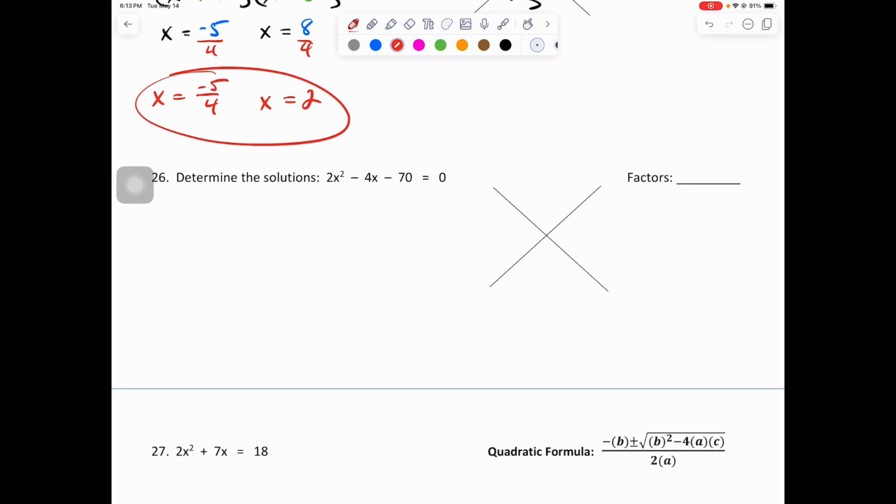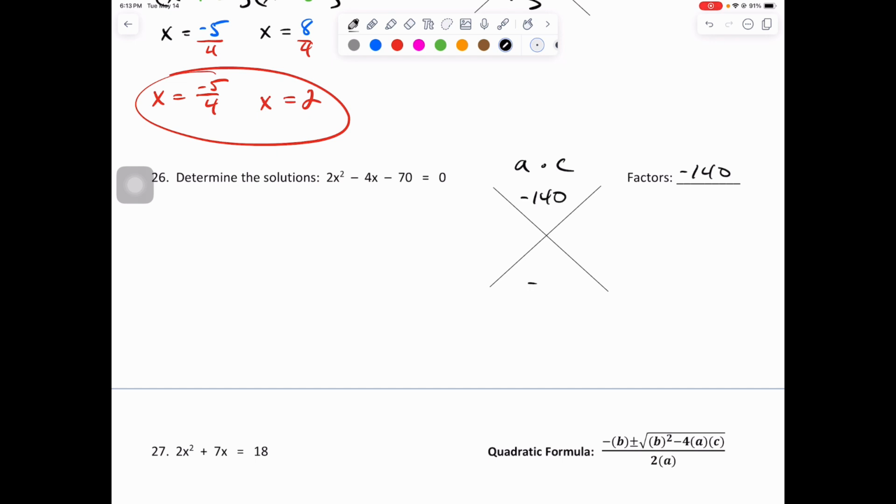Number 26, determine the solutions. Negative 2x squared minus 4x minus 70 equals 0. Why do we have to keep on factoring? Why can't this just ever end? I don't know. I don't create these. A times C, but thank you for reaching out so we can get you your video.